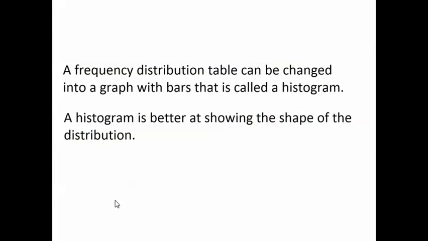For example, a bell-shaped curve goes along with a data set that has fewer lower values and fewer higher values, and most of the values piling up in the middle. So a histogram is better at showing the shape of the distribution of a data set. And I think it'll make more sense what a distribution means once we go over a couple of examples.